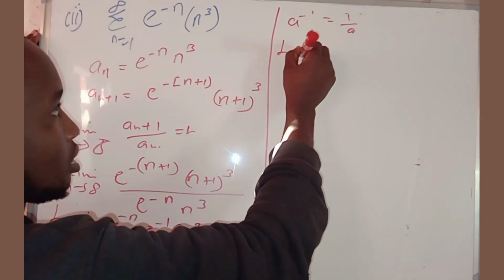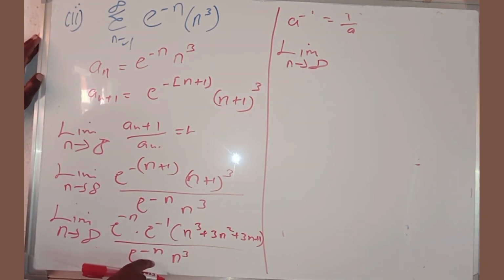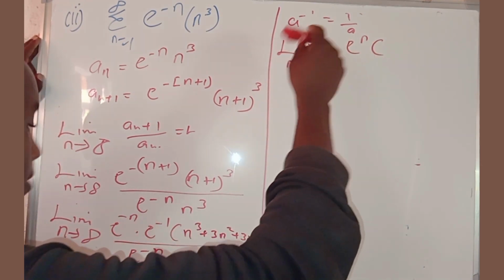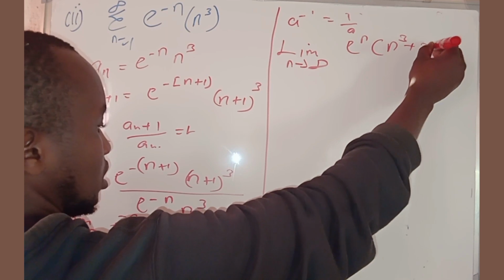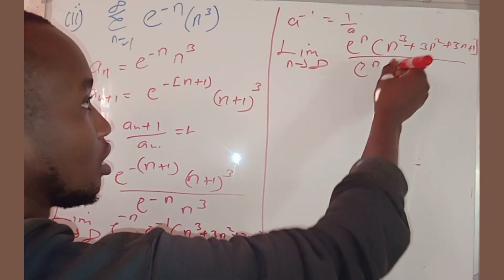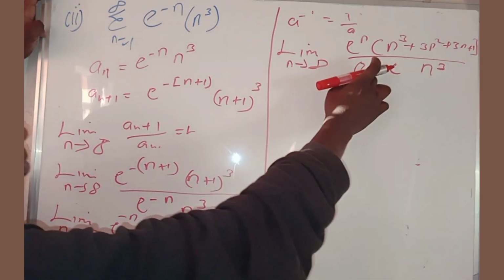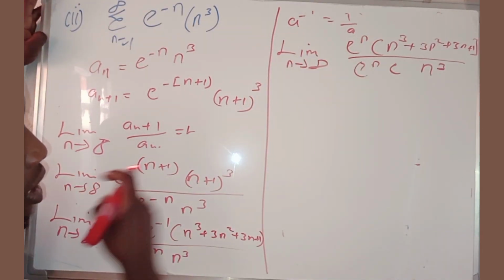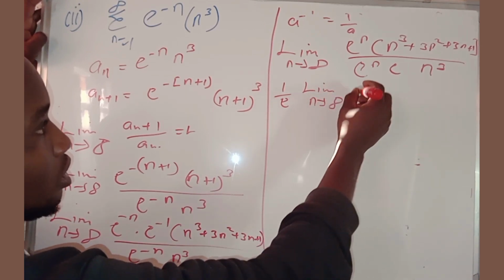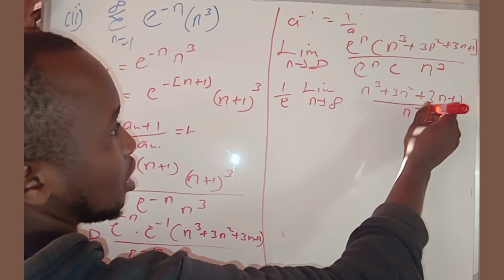So your limit will be the limit as n approaches infinity. Now this one will be e raised to the power n on the upper side multiplied by n cubed plus 3n squared plus 3n plus 1, divided by e raised to the power n, e raised to the power 1, n cubed. That is e, normally e. So e raised to the power n and e raised to the power n cancel. And so you can factor out 1 over e, the limit as n approaches infinity of n cubed plus 3n squared plus 3n plus 1 divided by n cubed.